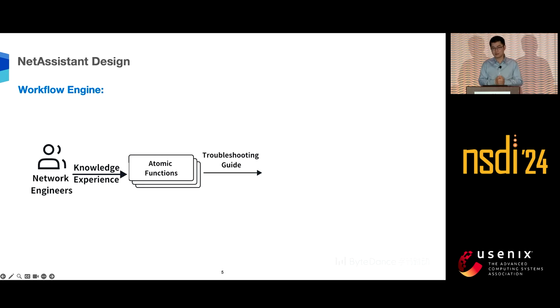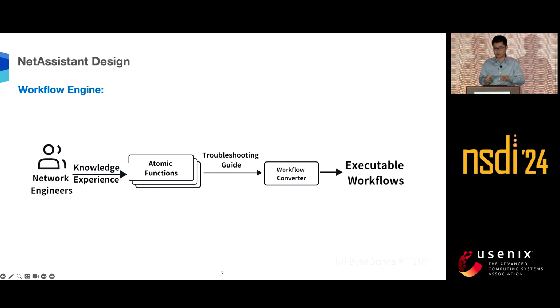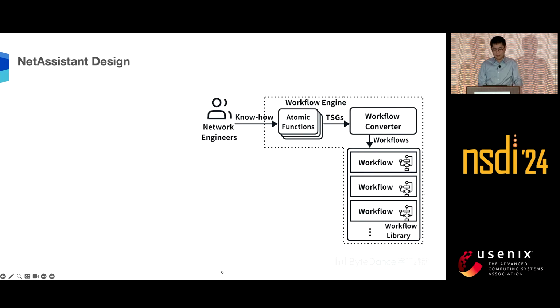After the network engineers generate those troubleshooting guides, we need to make them executable. So we have a component called a workflow converter. It's more like a compiler that converts all the workflows into executable workflows. Then we store these workflows for future use. This is the main functionality of the workflow engine. Now we have the workflow engine and all the executable workflows ready.